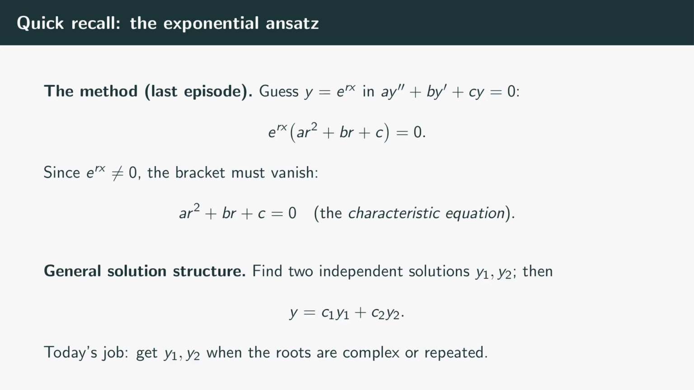The other thing to remember is the shape of the answer. A second-order linear equation always needs two independent solutions, y1 and y2, and the general solution is c1 times y1 plus c2 times y2. So our entire task today is to extract those two independent solutions in the two cases where the characteristic equation misbehaves, complex roots and repeated roots. Everything else follows from this template.